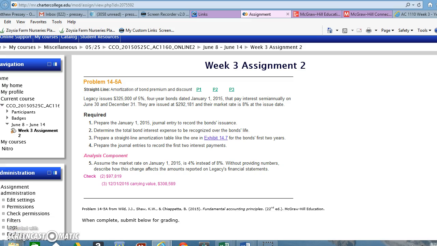This is the problem, actually the assignment rather, in the Moodle rooms. It's 14.5a in your textbook. Looking it over, doesn't look like too hard of a problem. The amortization table in number 3 may give some folks some issues, but I think it's pretty straightforward. So if you have any questions on it, let me know. I'm gonna jump over to the chapters, I think, here in a second.